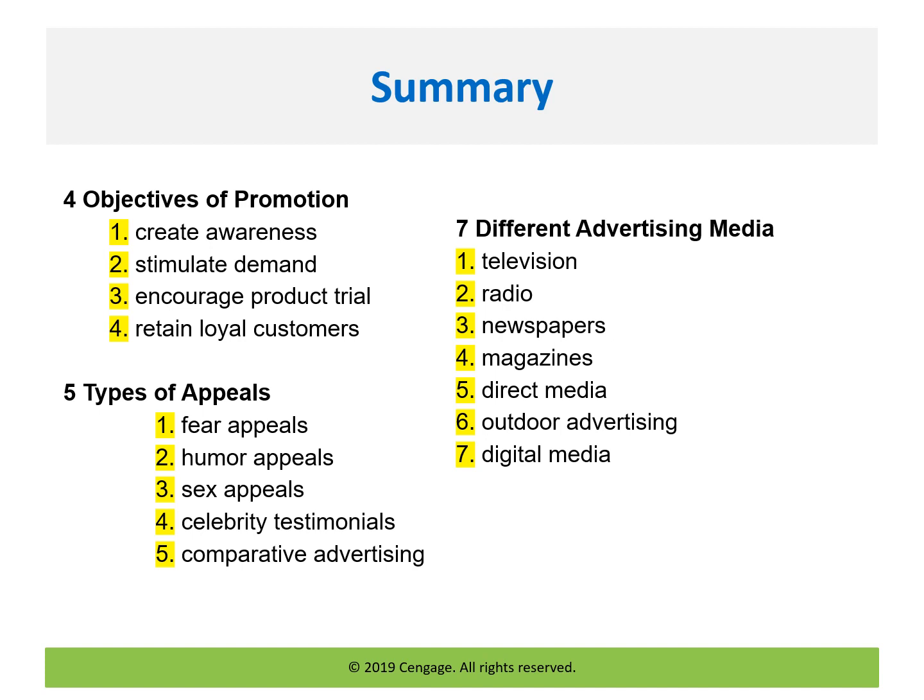We talked about the 4 objectives of promotion, which include creating awareness, stimulating demand, encouraging product trial, and retaining loyal customers. The 5 types of appeals include fear appeals, humor, sex appeals, celebrity testimonials, and comparative advertising. The 7 different advertising media include television, radio, newspapers, magazines, direct media, outdoor advertising, and digital media.